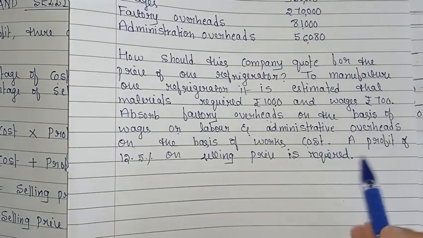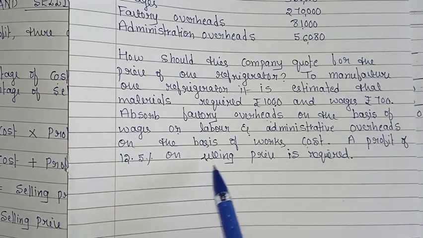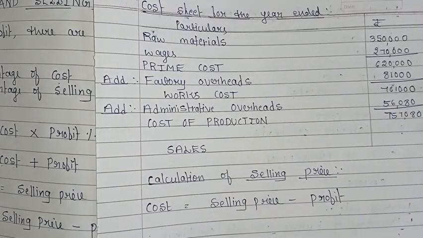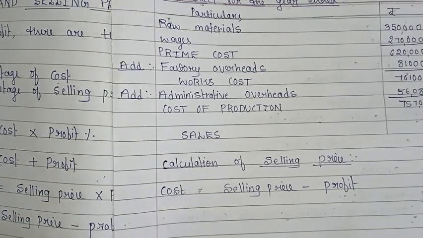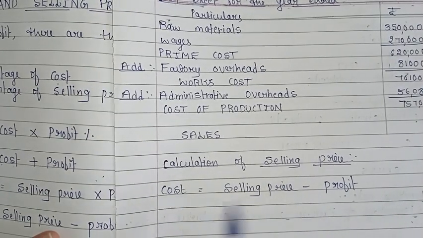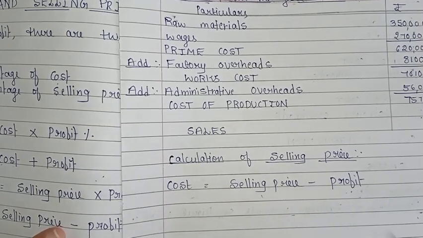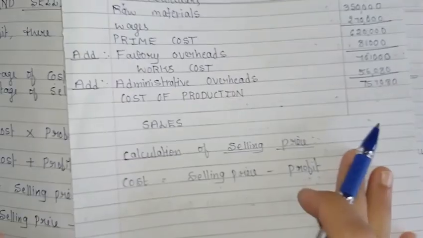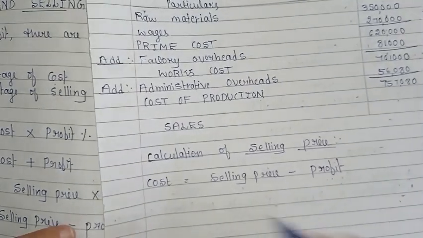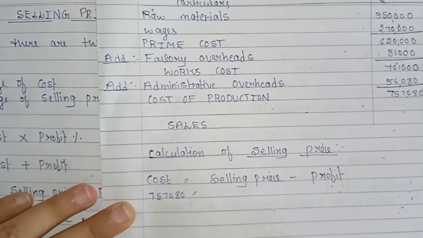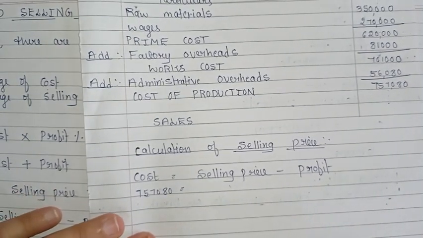Now here they said profit of 12.5% on selling price is required. Means now we have to calculate the sales. What is the formula for calculation of selling price? Cost equals selling price minus profit. What is our cost? 7,57,080. Write down 7,57,080. That is our cost. And what about selling price?